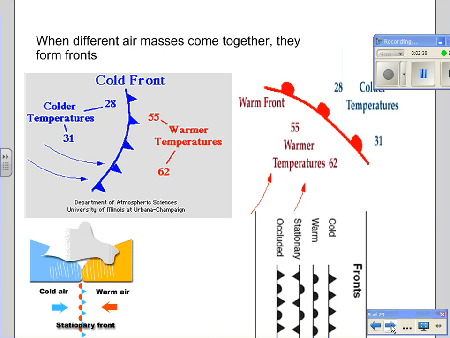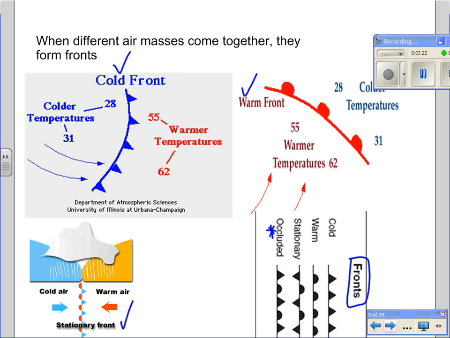Now, when different air masses come together, they form fronts. So the boundary between them, okay, the boundary between air masses forms a front. And we have four types. We have our cold front, we have our warm front, we have our stationary front, and we have our occluded front. Now, essentially, a cold front, and if you notice, they have designated symbols. So you find this portion right here on your reference tables.